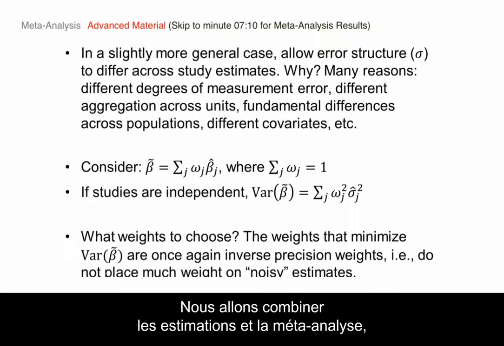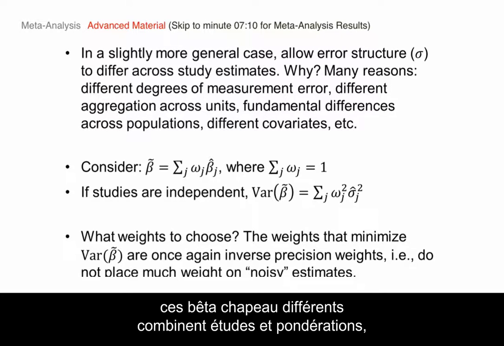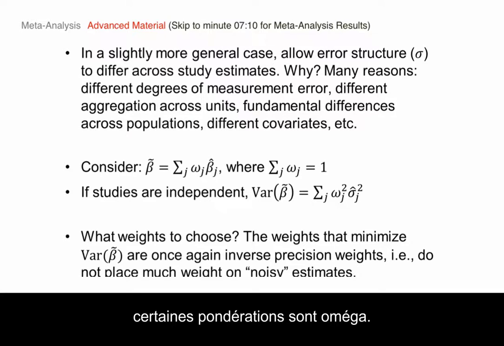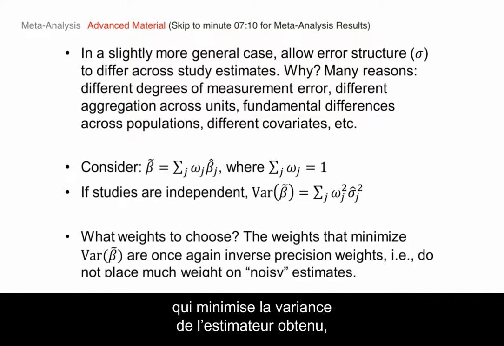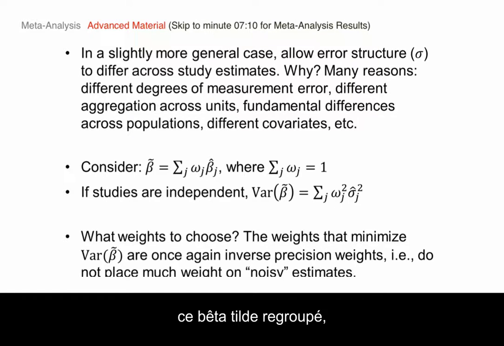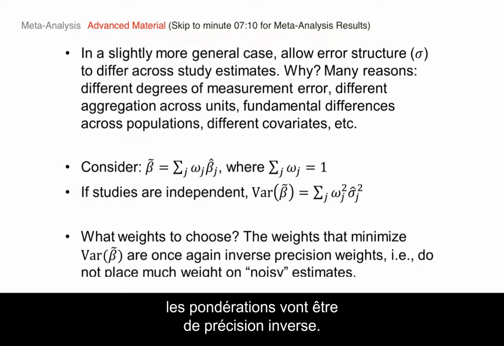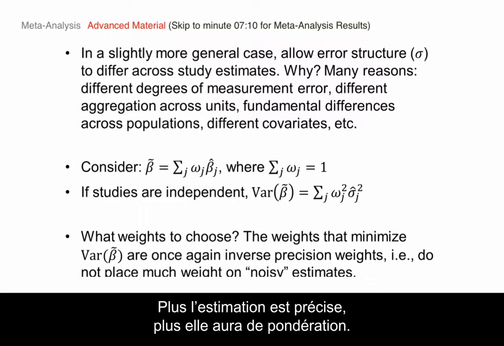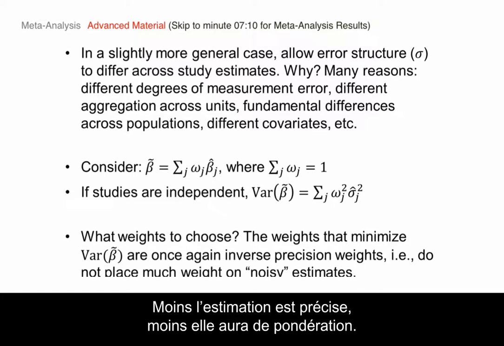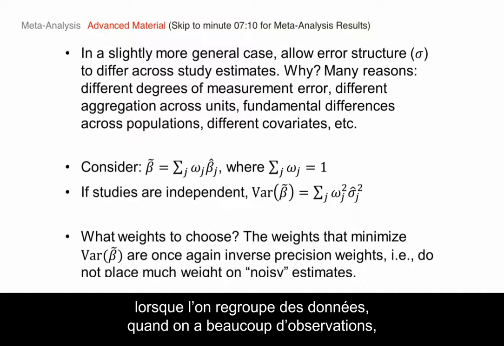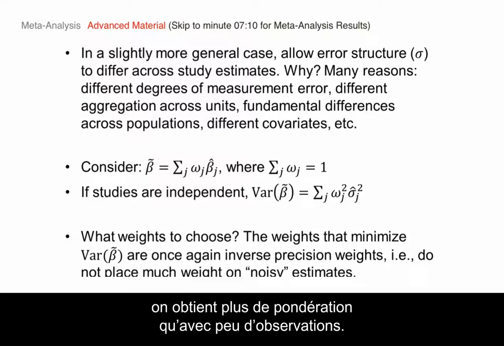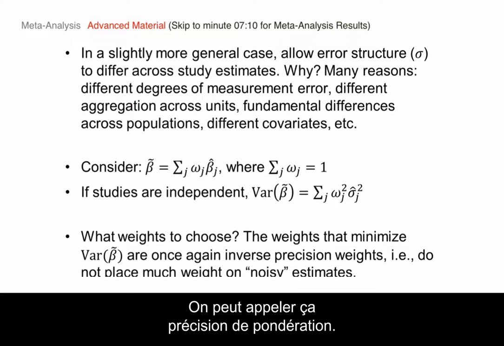We're again going to be combining estimates in meta-analysis, these different beta hats, across studies with weights, some weights omega. And it's straightforward to show that the choice of omega which minimizes the variance of the resulting estimator, this pooled beta tilde, is going to be inverse precision weights. The more precise the estimate is, the more weight it's going to get. The less precise the estimate is, the less weight it's going to get. And this is just the analog to the simple case where when you pool data, when you have lots of observations, you get more weight than when you have few observations. Well, this generalizes to precision weighting.